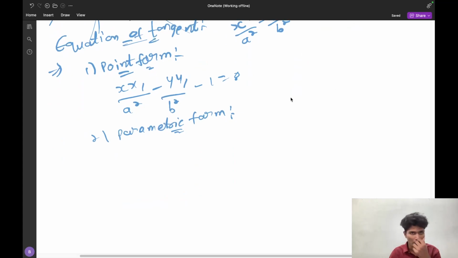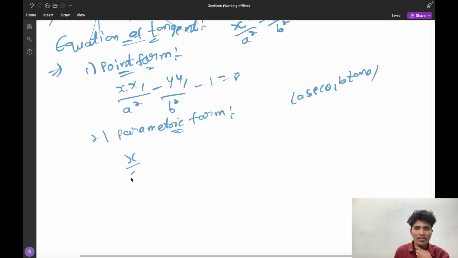In parametric form, what we have to do? We have to substitute the point, that is a sec theta comma b tan theta. When we substitute, what we got? x by a secant theta minus y by b tan theta is equal to 1.